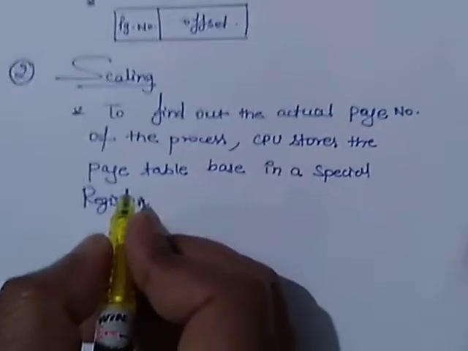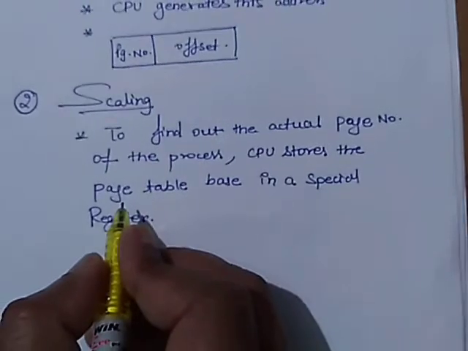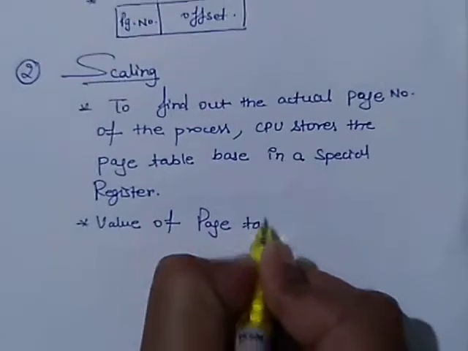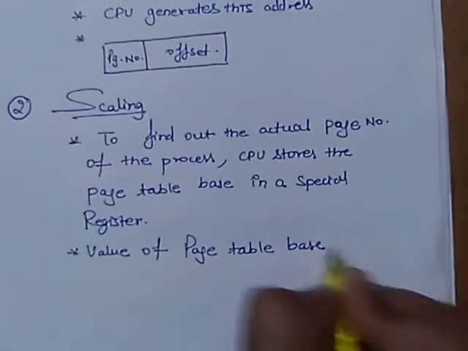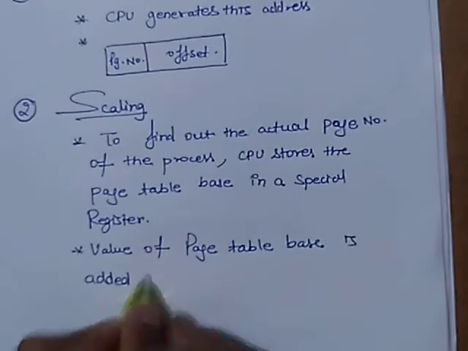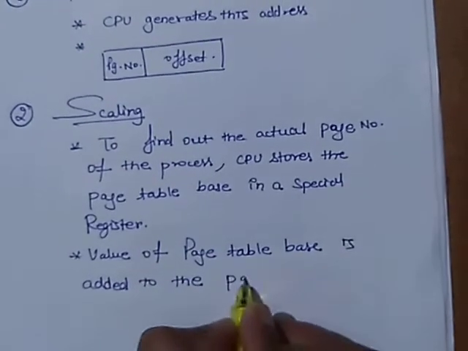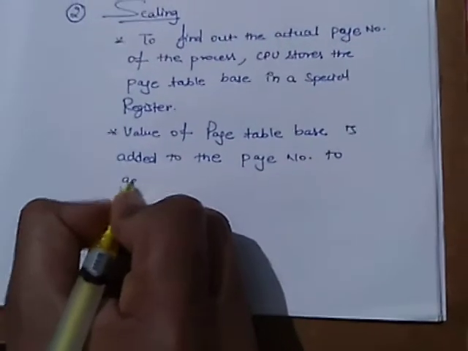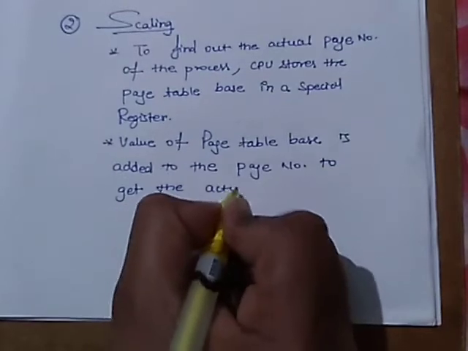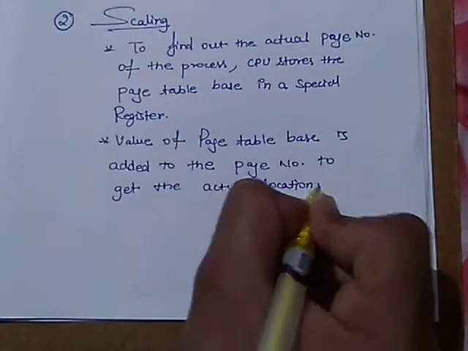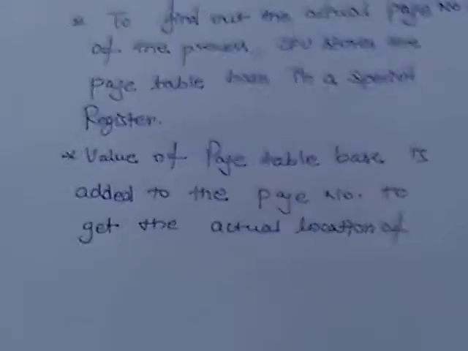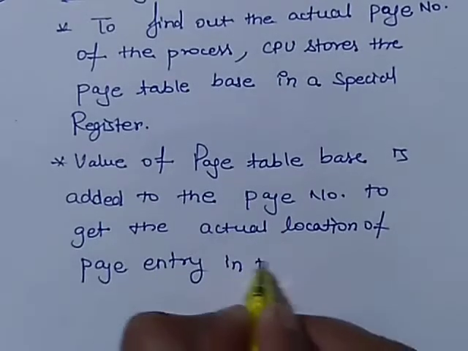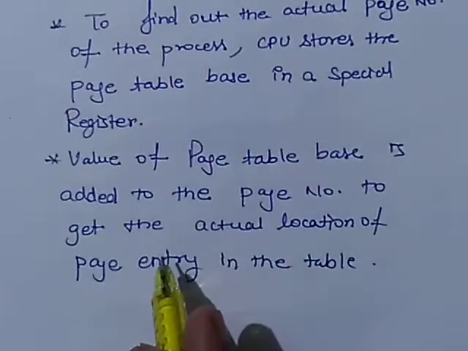Each time the address is generated, the value of the page table base is added to the page number to get the actual location of the page entry in the table. So this whole process is known as scaling.